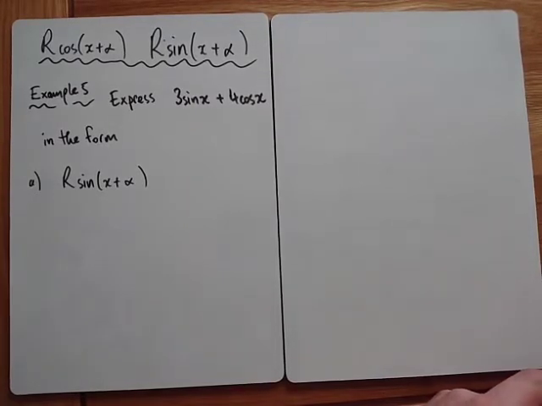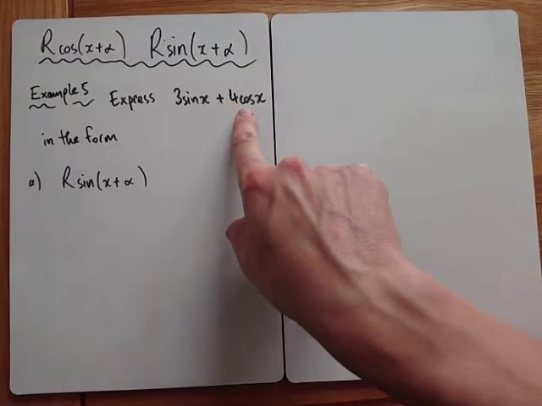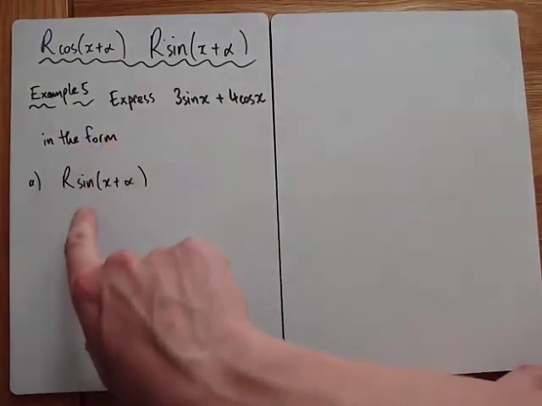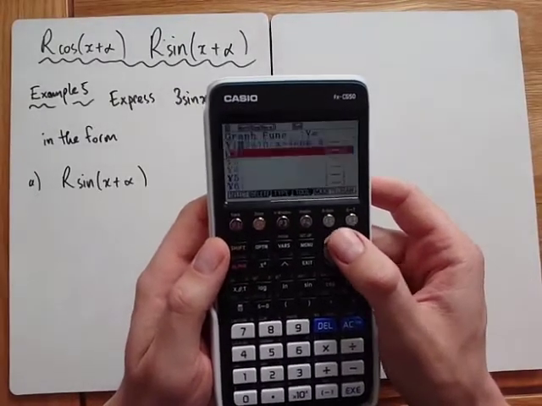In this video we're going to look at the last main topic on trigonometry in A-level maths. And we're going to jump straight into an example from the booklet. It says express 3 sin x plus 4 cos x in the form R sin(x plus alpha). So before we start this, let's just think about what on earth is going on here.